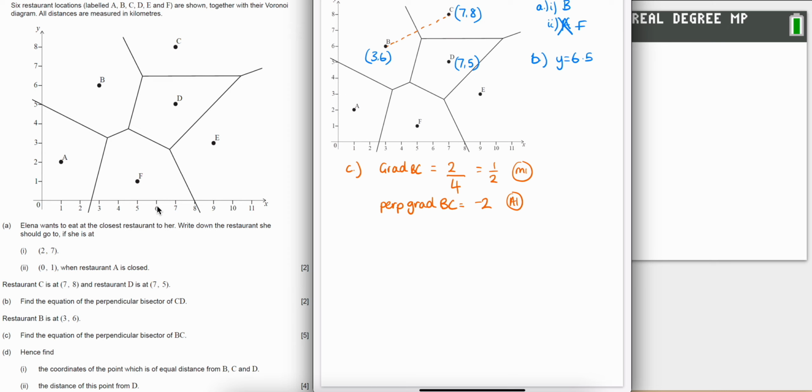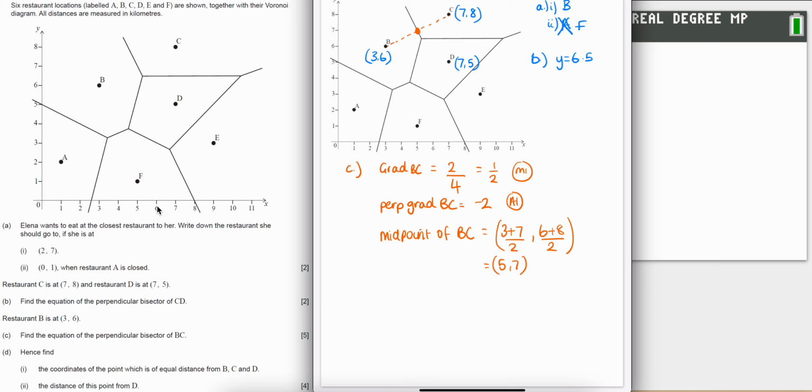And then for the next part, we need to find where it goes through. So we need to find the coordinate of the midpoint. The formula for the midpoint is just the average of the x and the average of the y. So for this one, we have the midpoint of BC, and that's going to equal (3 + 7)/2, the average of the x, and (6 + 8)/2, which is the average of the y. So the midpoint there is going to equal (5, 7).